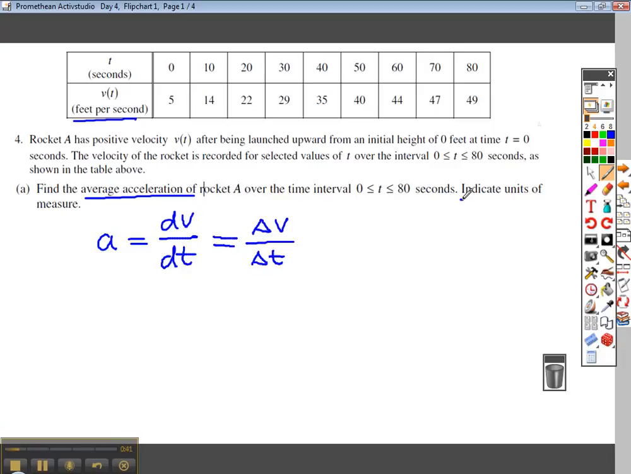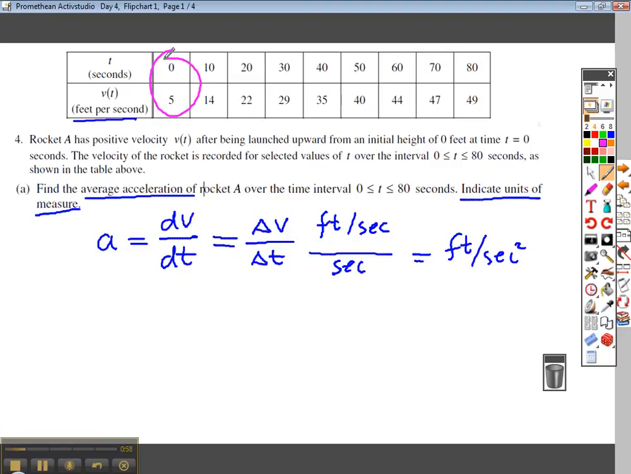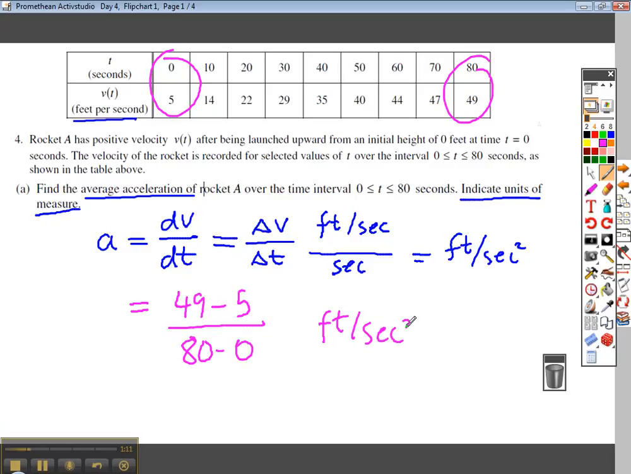It also asks to indicate units of measure. Now, before we even calculate, we can do that. Velocity is feet per second, and delta time is seconds, so the units will be feet per second squared. So the points I'm going to use are (0, 5) and (80, 49). To find the acceleration, you're going to go 49 minus 5 over 80 minus 0, whatever that is, feet per second squared.